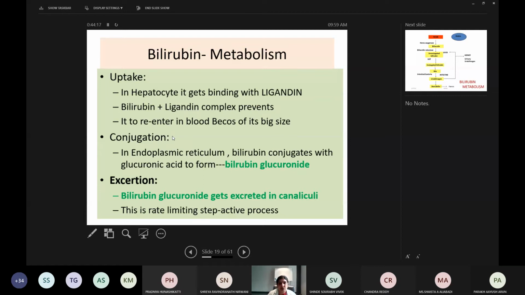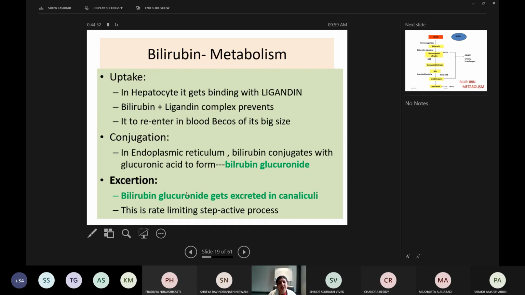Then second is conjugation. Inside the endoplasmic reticulum, bilirubin conjugates with glucuronic acid to form bilirubin glucuronide, by the enzyme glucuronyl transferase. You should always quote the enzyme name also. Then the last step is excretion, where bilirubin glucuronide gets excreted into the canaliculi of the bile, the hepatic ducts.